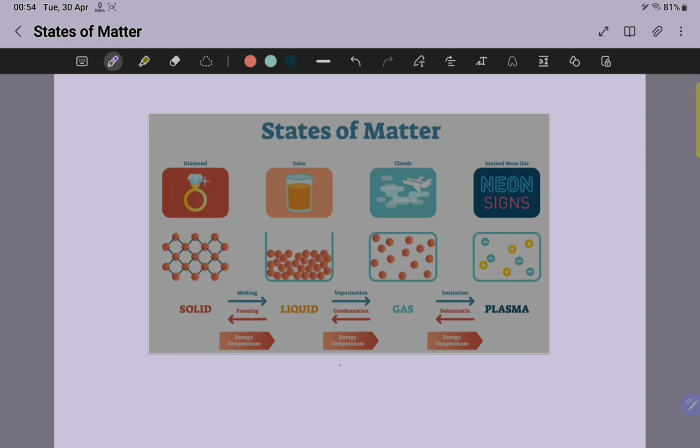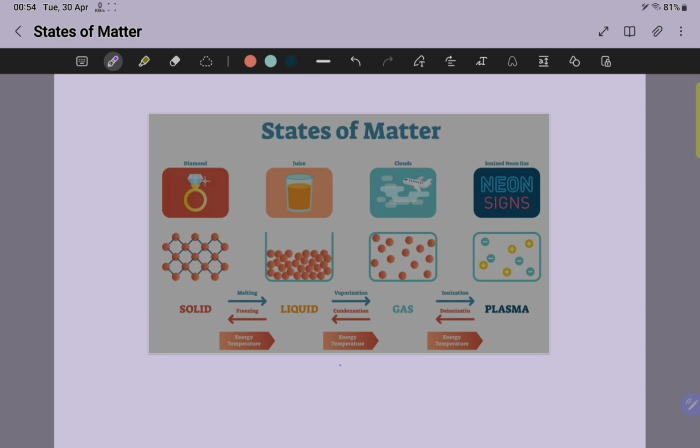The last stage or the next stage is the plasma stage, and this stage is formed when the gaseous molecules move away from each other and forms positive and negative ions.